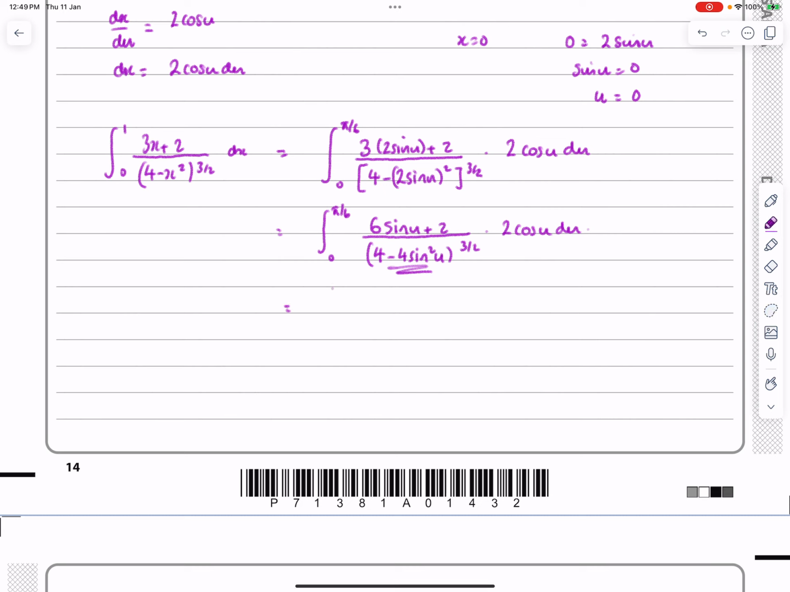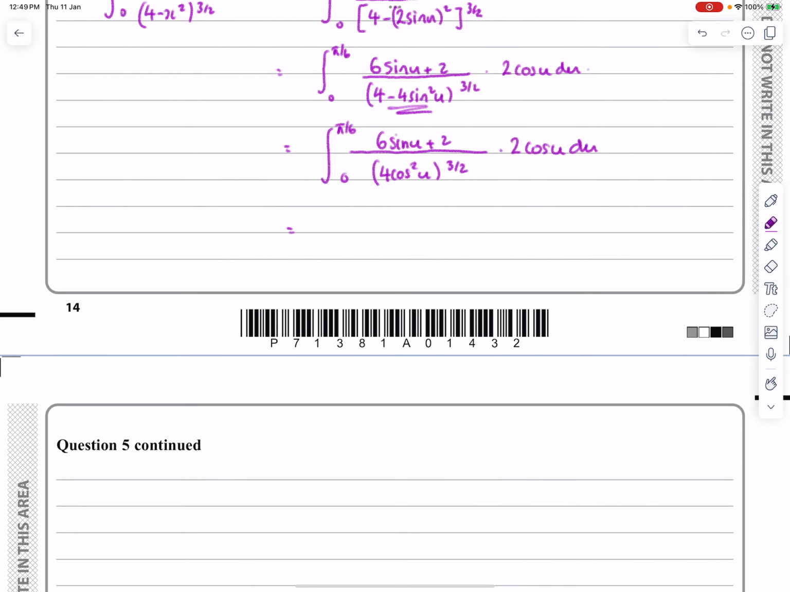So we've got, again, just be patient here. So pi over 6 and 0, 6 sine u plus 2 on the top. But on the bottom now then, this is 4 cos squared u to the power of 3 over 2 times by 2 cos u du. And they're just testing at this stage now that you know what to the power of 3 over 2 means. Well, the half bit of it, that's square root. So the square root of 4 cos squared u is 2 cos u.